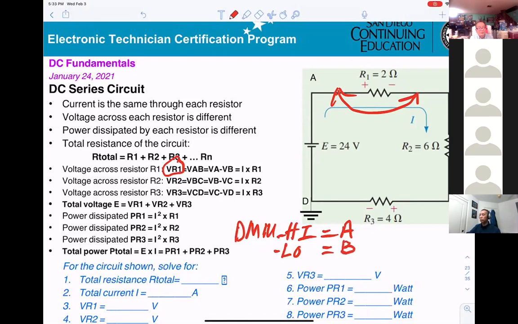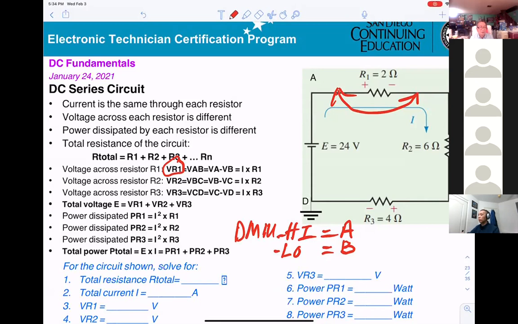When you say you want the voltage from A to B, using your meter, the high side of your meter will be connected to A, and the low side must be connected to B. The low side only connects to the ground when you measure a single point only. So do you understand now?